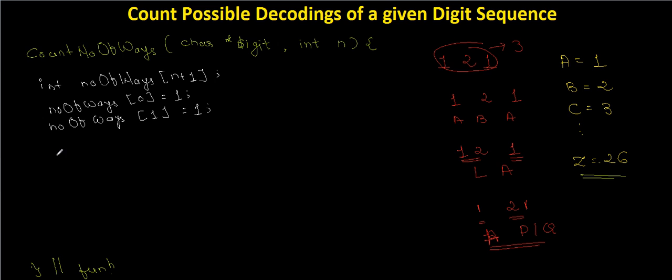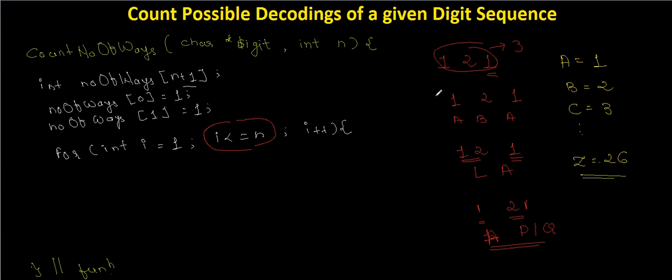Now we'll start the for loop. For integer i equal to 2, i less than or equal to n. Check this condition. We have kept i less than or equal to n because we need to consider the last digit also. As we have to consider the last digit also, we have kept an array of size n plus 1. And i plus plus. This is where the for loop starts.